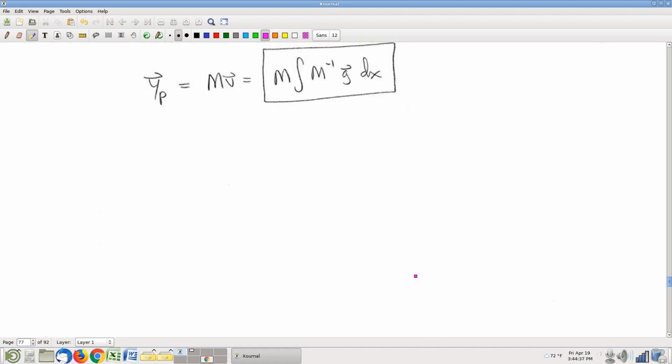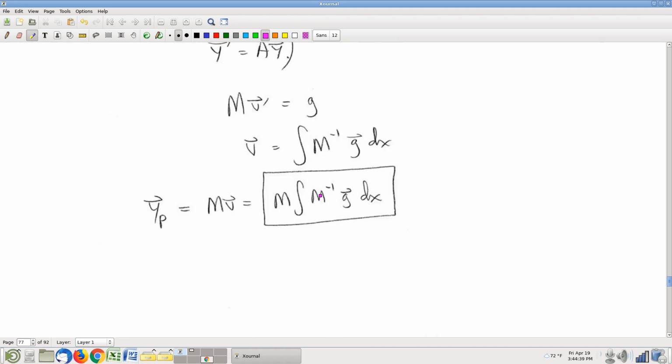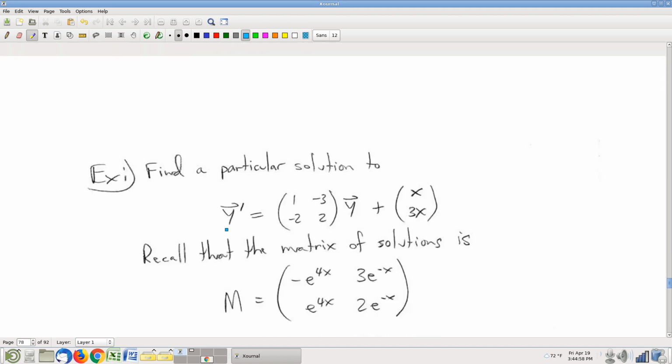Okay, we're just going to go through and play this game. We've got to take that M that we just found. We're going to invert it, multiply by G, take an antiderivative, and then multiply by M. It's a whole thing, right? But off we go.